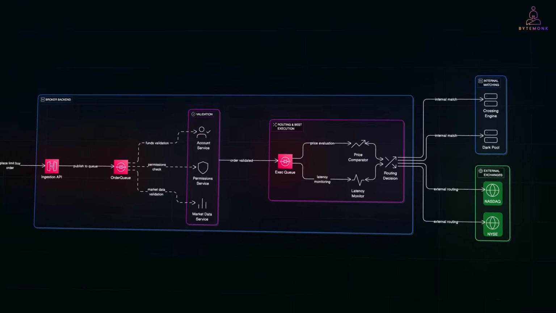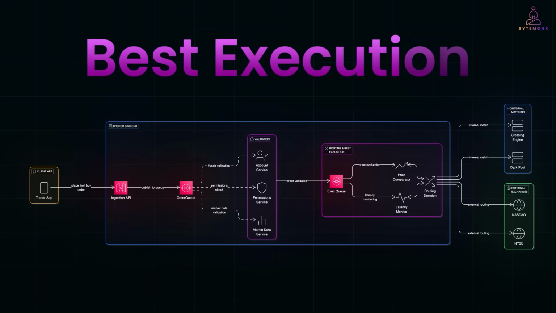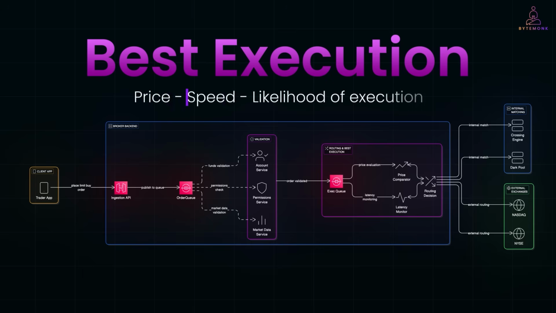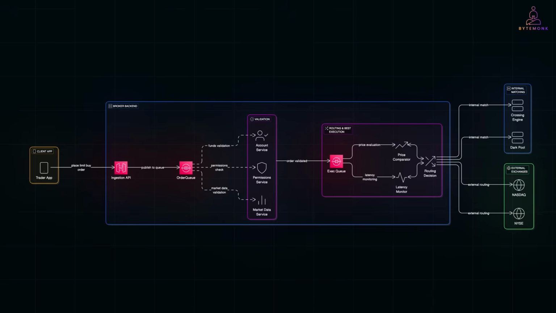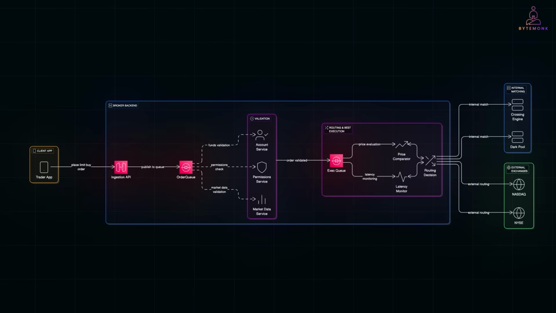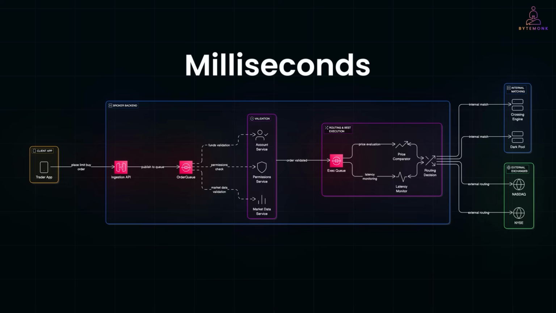And here's the rule that governs it all. Best execution. By law, brokers are required to do what is best for you, the trader. They have to consider price, speed, and likelihood of execution. So, it's not random. It's a calculated, regulated decision. And it happens in milliseconds.